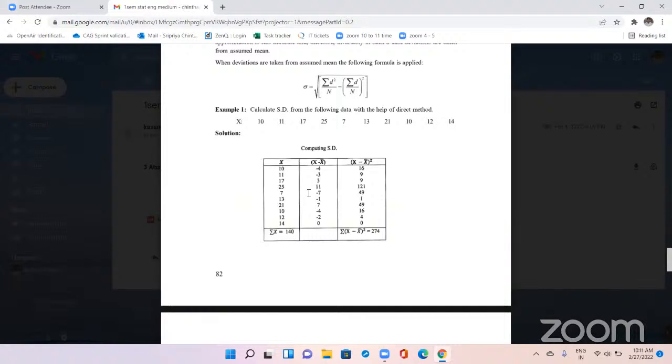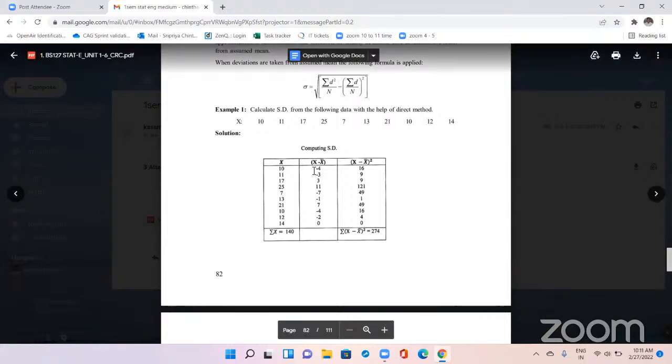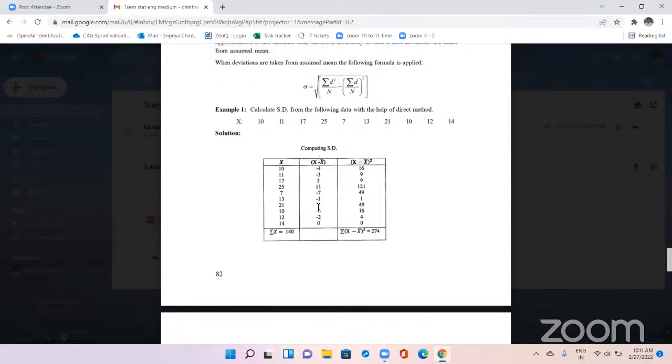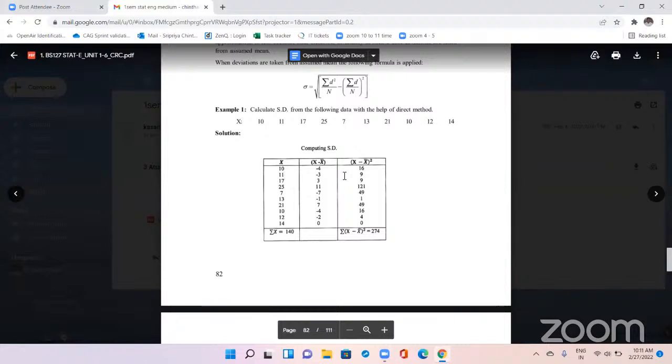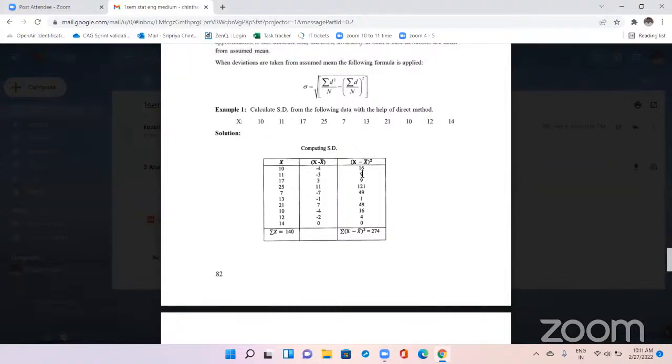Now coming to the columns: x minus x bar, and the third column, x minus x bar whole square. The second column is not necessary, as it wastes time, so directly take x minus x bar whole square. 10 minus 14 is minus 4, whole square is 16. 11 minus 14 is minus 3, whole square is 9. 17 minus 14 is 3, square is 9. Like this you can calculate all the values of x minus x bar whole square.